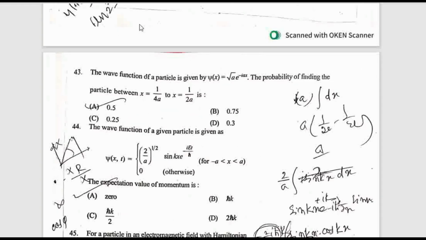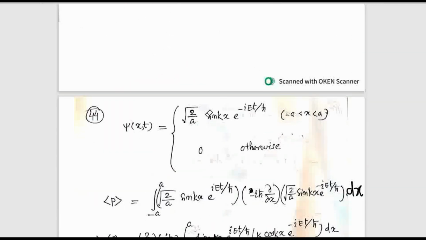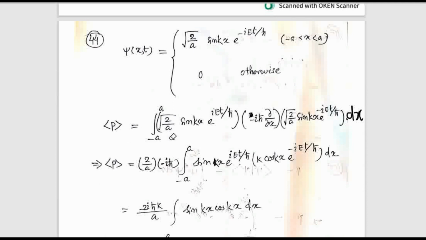Now coming to the 44 number question. A wave function is given, and that wave function is present only within the region of minus a to plus a; in other regions the wave function is 0. That means there is no probability of getting the particle outside this region. We are asked to find the expectation value of the momentum. So simply put the formula of the momentum expectation value and integrate it from minus a to positive a. Why are we integrating? Because the particle is present in this region only.